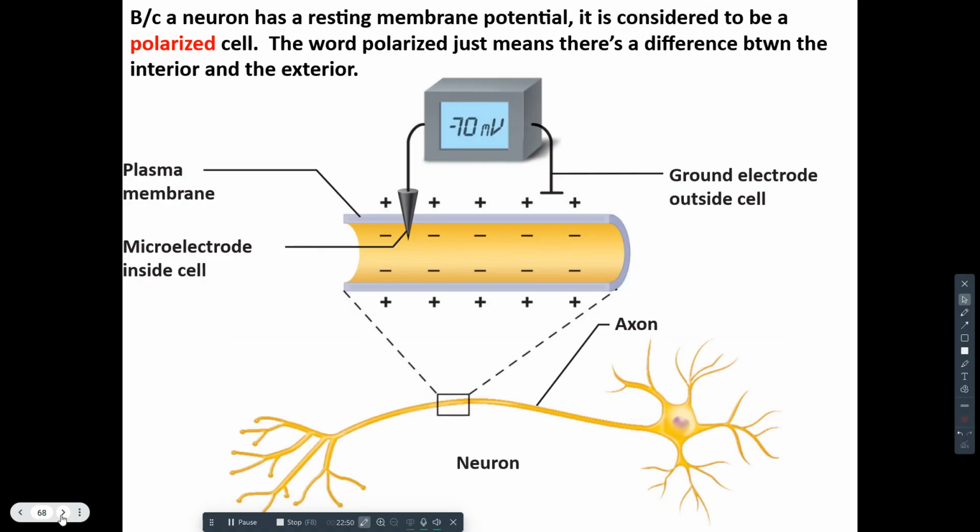Another way to describe our neuron, because it has a membrane potential, we say it is a polarized cell. The word polarized means there's a difference between the interior and the exterior, and that is a difference in charge, with the inside being slightly negative compared to the outside, and that slight negativity has a value of negative 70 millivolts. So our neuron is said to be polarized. This is going to matter in a moment, as we shall see.